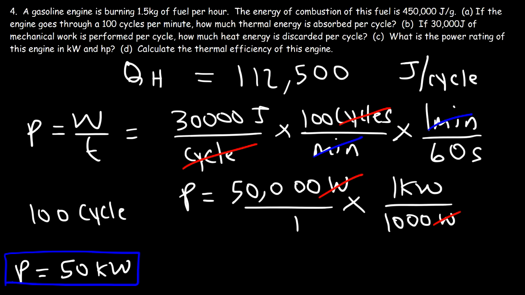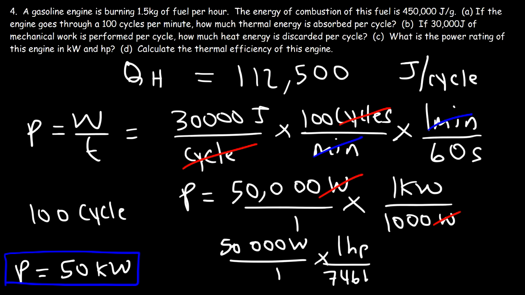Now let's move on to the second part of part C. So we need to convert watts to horsepower. So let's start with 50,000 watts. And 1 horsepower is 746 watts. So let's take 50,000 and divide it by 746. And so this works out to be 67 horsepower. And so that's it for part C.